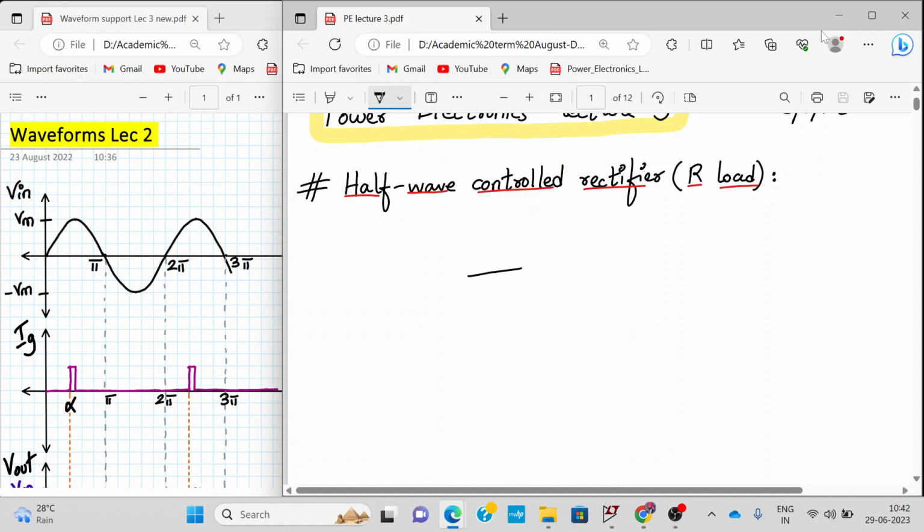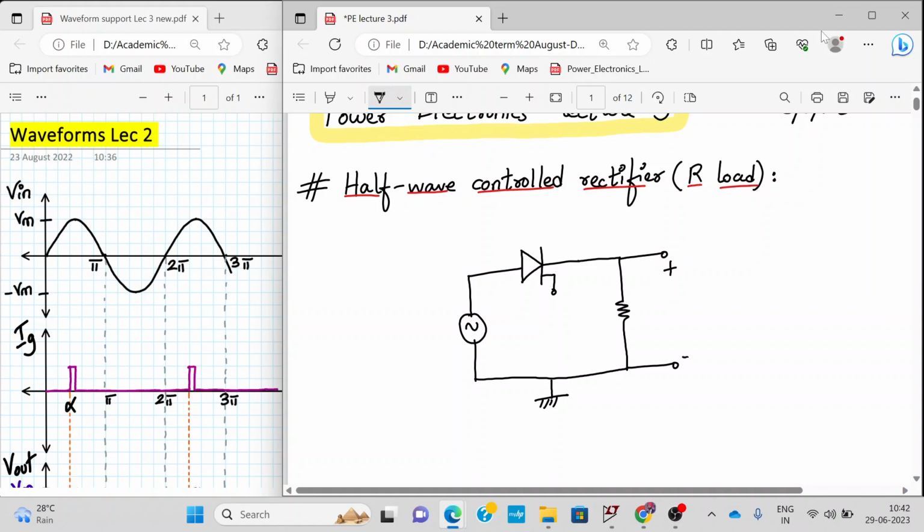So it consists of an SCR. Now we have seen the SCR symbol. It has anode, cathode and a gate terminal. Then we'll connect the AC supply and a resistive load. My output is measured across the load, V out plus minus V out. Let me call this RL and let me call this SCR as T1.